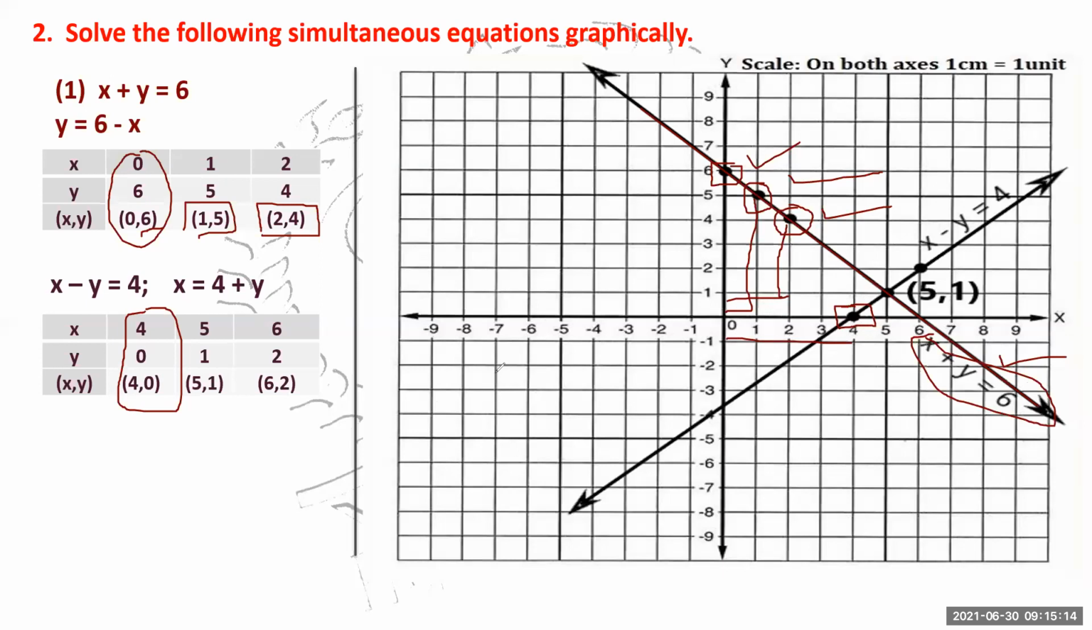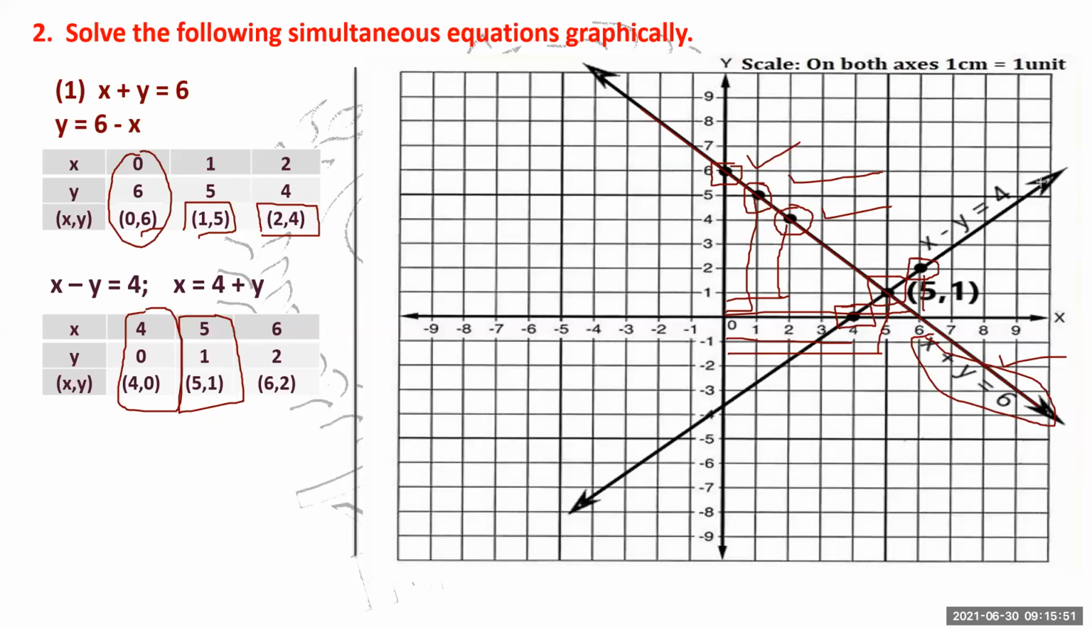Next set of points is 5, 1. So what you will do, you'll move 5 places towards positive x and 1 place up. So here you will get the second point 5, 1. Next is 6, 2. 6 places towards positive x and 2 places up. It is 6, 2. So you've got all the 3 sets of points.